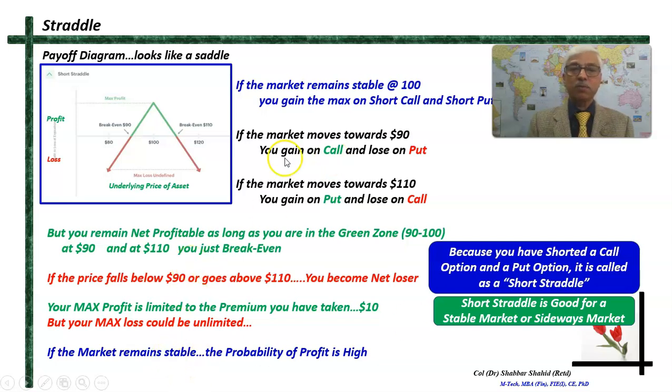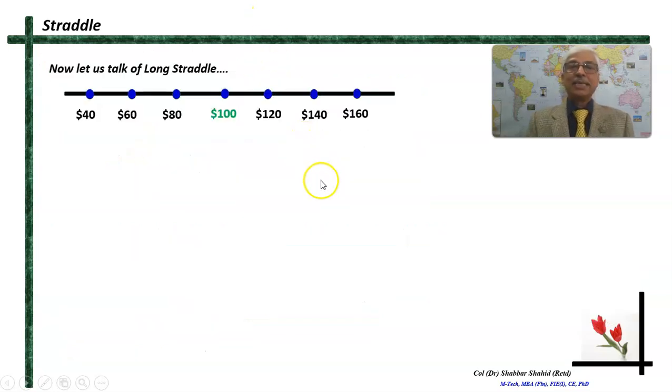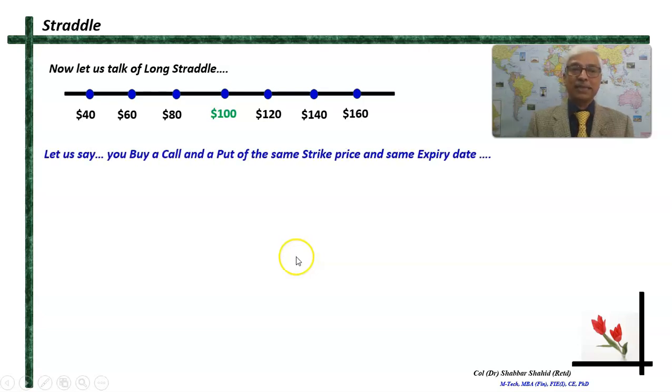If the market becomes volatile, then you start losing. Have you understood very clearly? If yes, then we now try and understand the long straddle, the opposite of that. Let us consider the same. Now, earlier you had sold, now you will buy. You buy a call option and you buy a put option of the same strike price, the same expiry date.